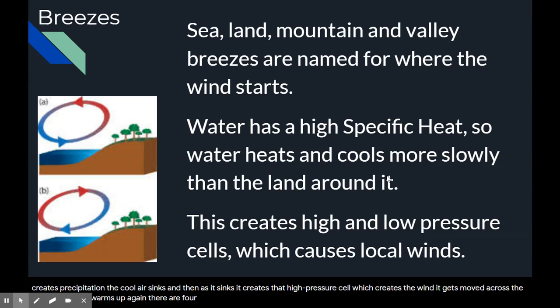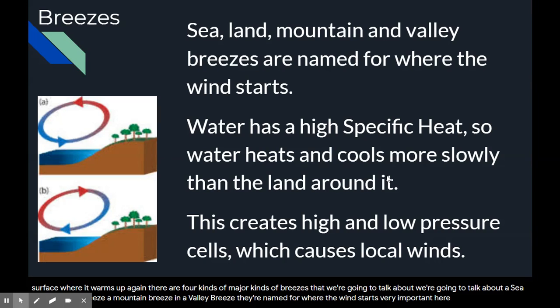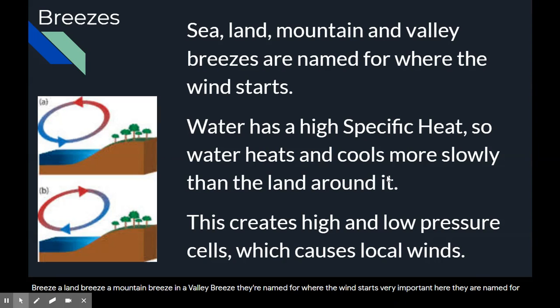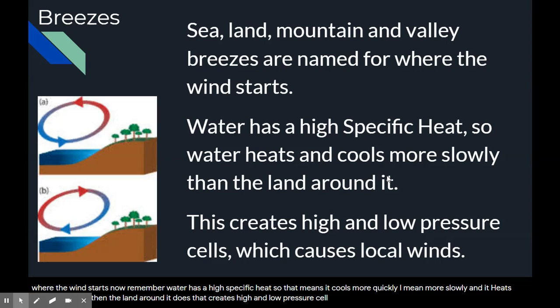There are four major kinds of breezes that we're going to talk about. We're going to talk about a sea breeze, a land breeze, a mountain breeze, and a valley breeze. They're named for where the wind starts. Very important here. They are named for where the wind starts. Now remember, water has a high specific heat, so that means it heats more slowly and it cools more slowly than the land around it does. That creates high and low pressure cells, which is what causes the local wind.